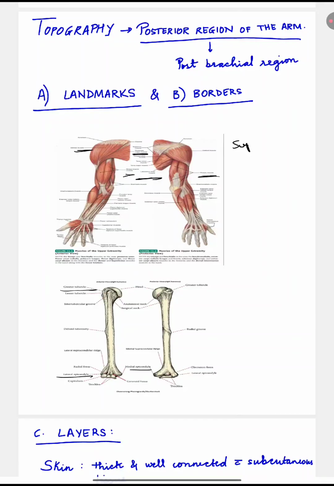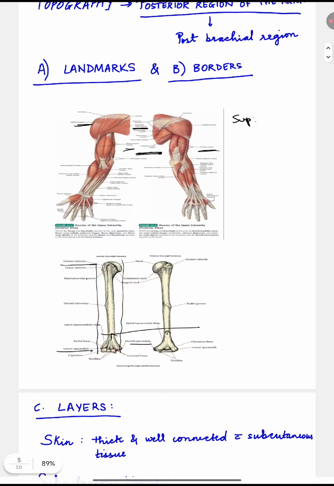Superiorly, we draw a horizontal line from which muscle? Pectoralis major and latissimus dorsi muscle. Inferiorly, again 2 centimeters above, draw a line. And medial and lateral, a vertical line from the medial epicondyle and lateral epicondyle. Same as the anterior region of the arm.